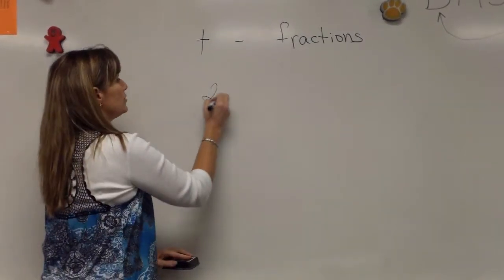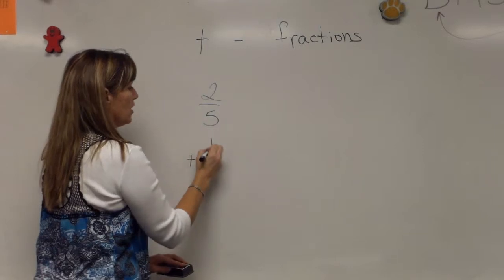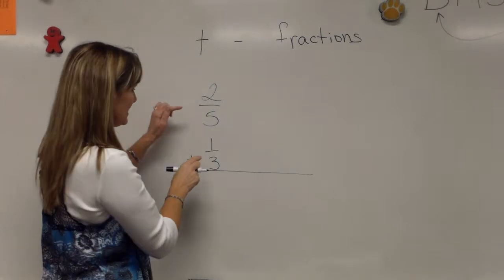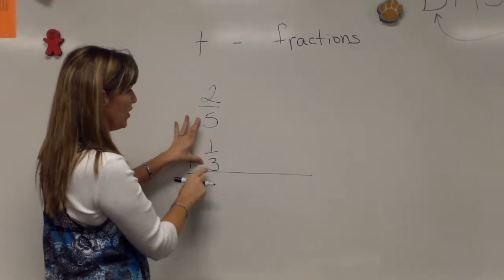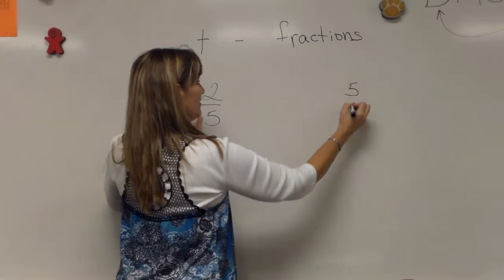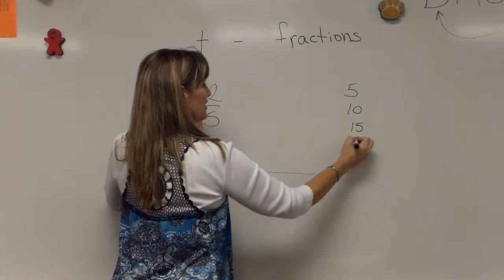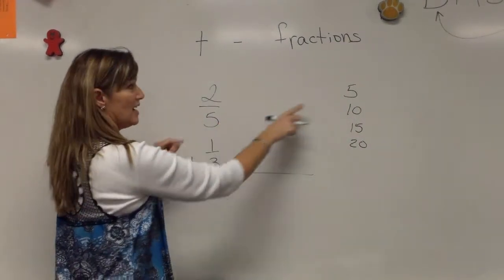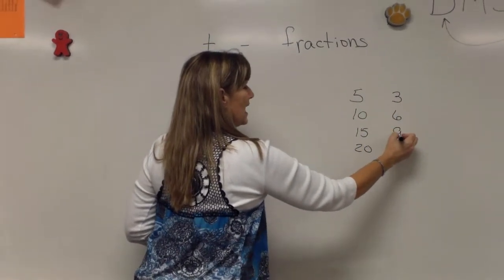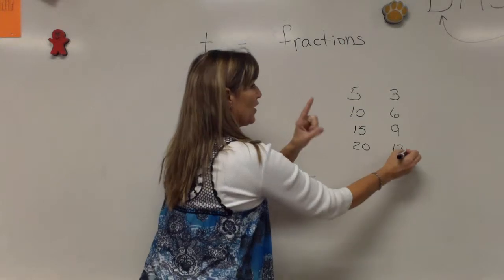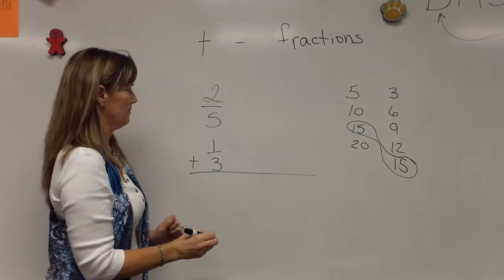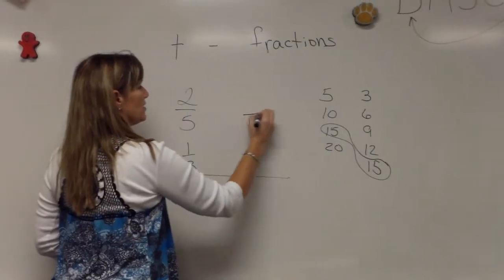If I have 2/5 plus 1/3, okay, I have different denominators. I have to decide what will 3 and 5 both go into. Now, one way to do this is come over to the side, and I have 5, 10, 15, 20. I'm going to count by 5s, do multiples of 5. 3, 6, 9, 12, 15. Whoop, here we go. They both have 15. So I'm going to put 15 over here.